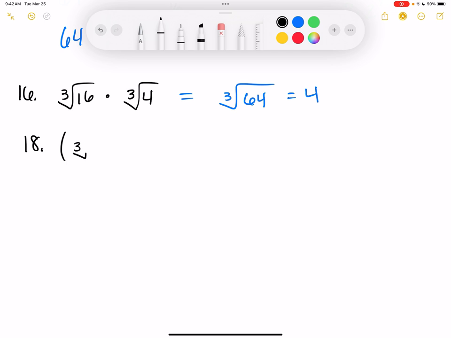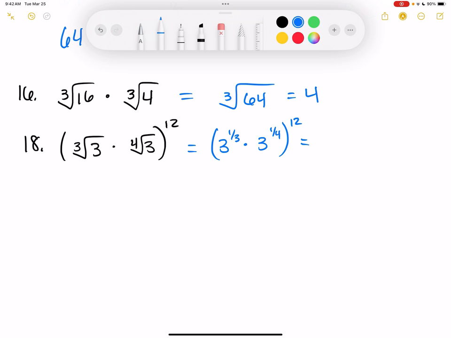All right. The cube root of 3 times the 4th root of 3, raised to the 12th. It just looks weird. Anytime we have a root, we can also write that as whatever the number is under the radical raised to the 1 over whatever that is. So I would rewrite this first as 3 to the 1/3 times 3 to the 1/4, all raised to the 12th.